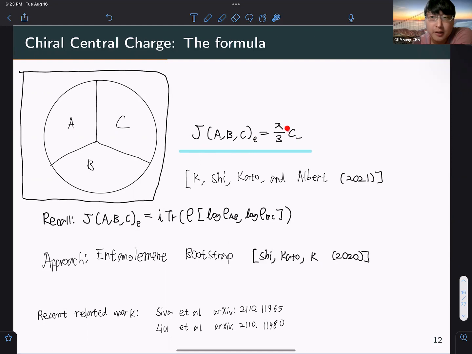No. It's important to note that here c_- is not mod 8. So this is really the honest-to-God chiral central charge. And one way to see this, maybe it could be a feature or a shortcoming, is that if you stack two things together, the modular commutator will be additive. So you will not get any mod structure when you calculate the modular commutator.